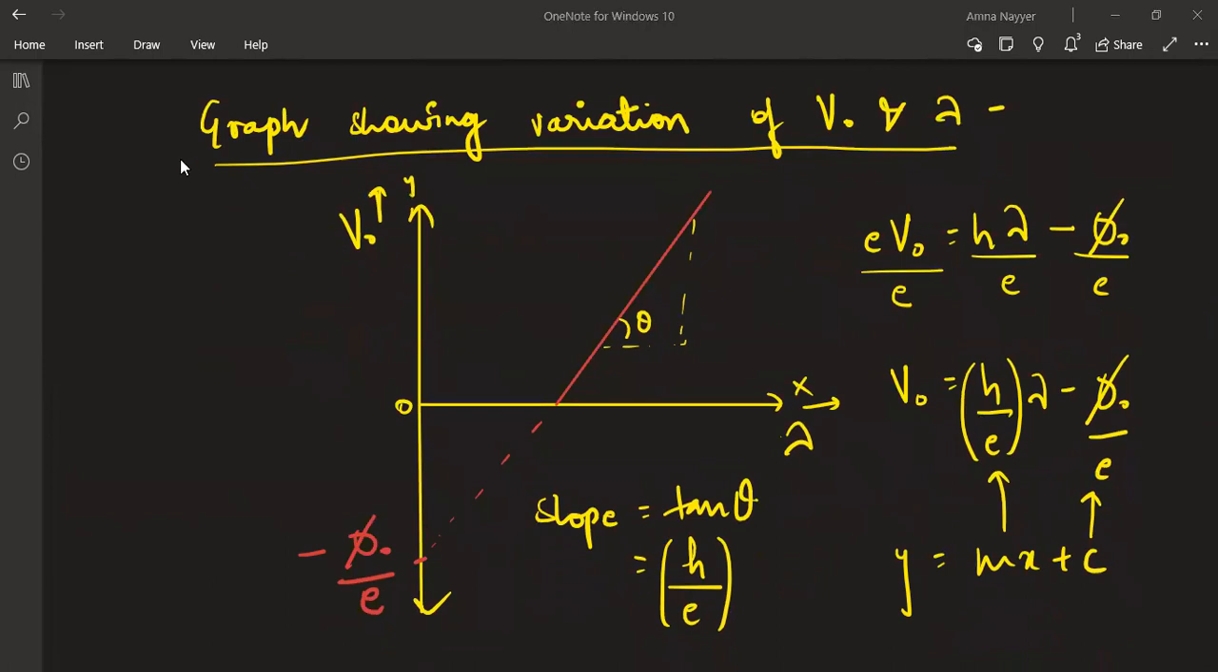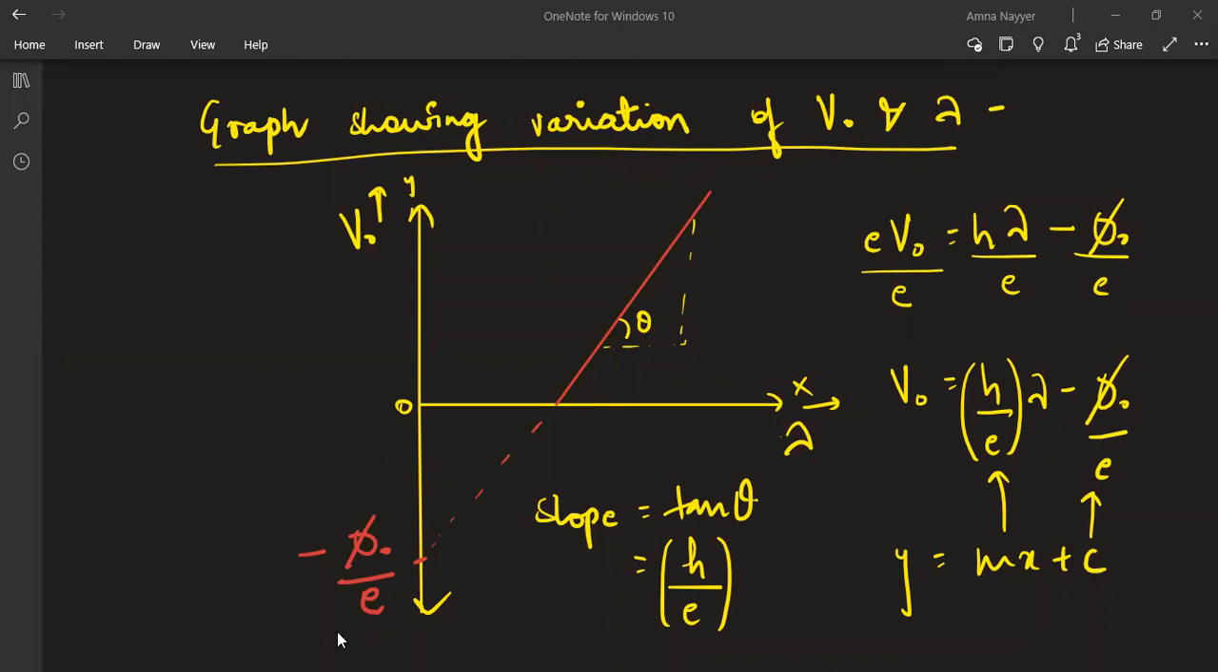See class, this graph shows the variation between stopping potential and frequency. Stopping potential and frequency are linearly proportional to each other. So as the frequency increases, the potential also increases. But when you extend it, it intersects somewhere.